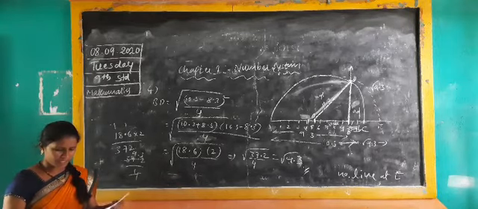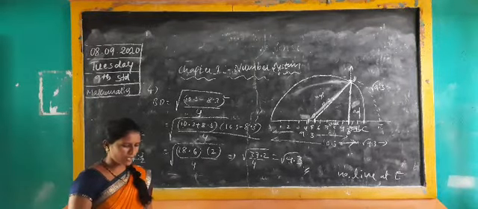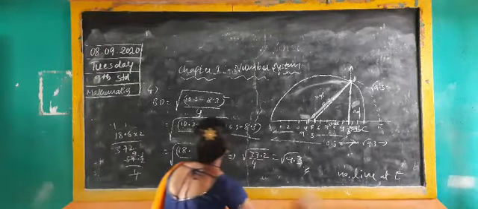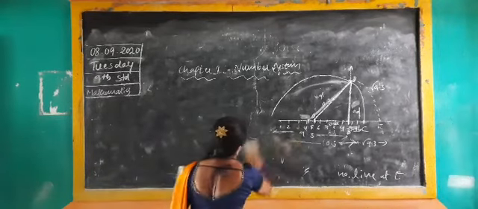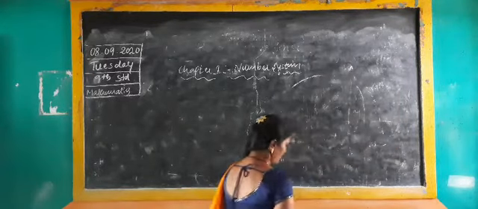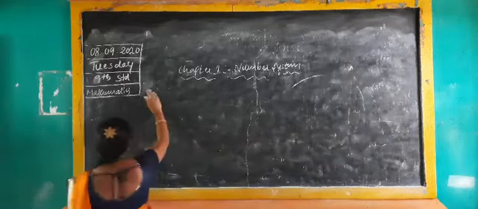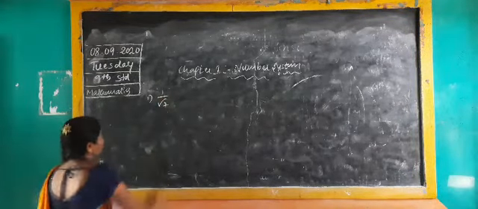Rationalize the denominator of the following. Here they are given 1 by 7. First one, 1 by root 7. Rationalize means here you should take the reciprocal.